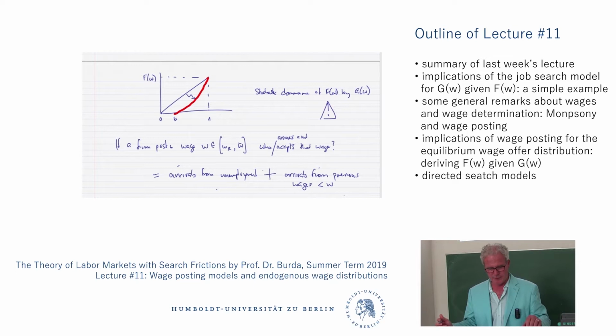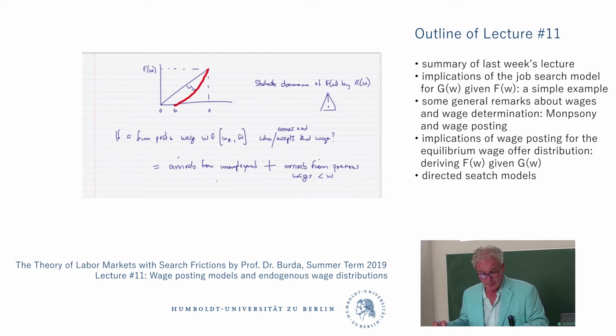So what's the arrivals from unemployment? Well, we know that all accept. So it's going to be the rate of unemployment, the massive unemployment, and I'm pretty sure this is right. I'm just going to write it down because it's alpha plus lambda, lambda plus alpha. Why do they all accept? They all accept because lambda 0 equals lambda 1, and there's no difference. And WR equals B.